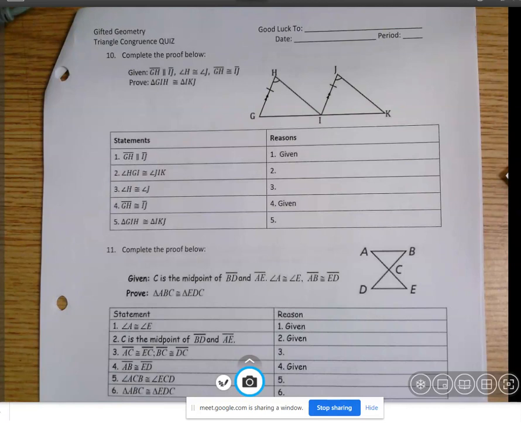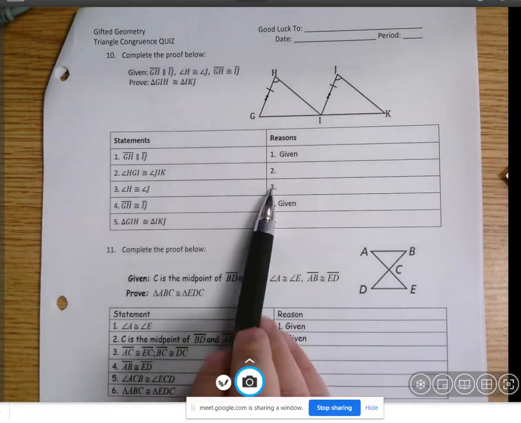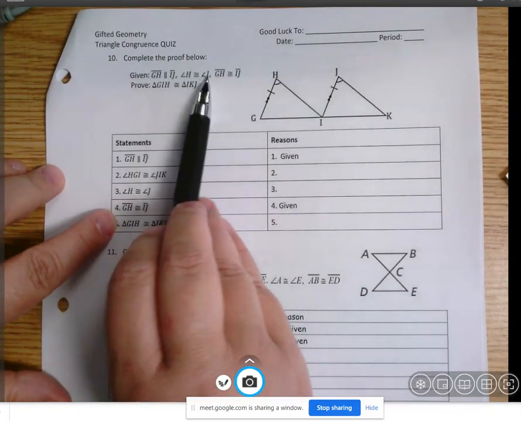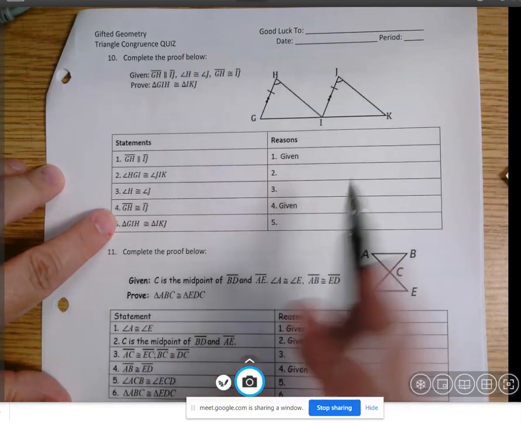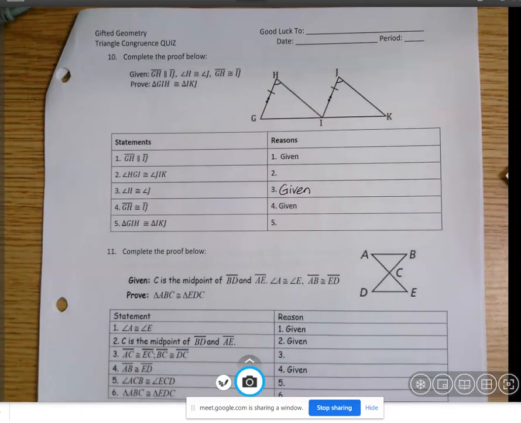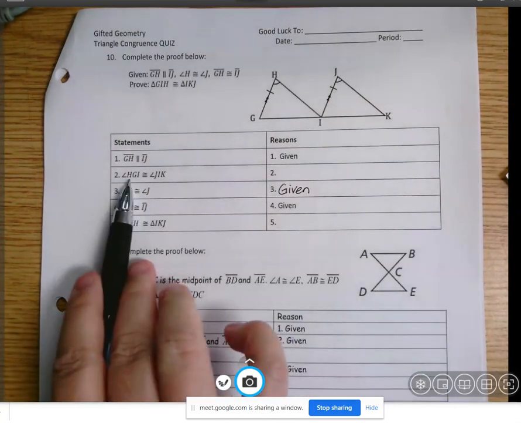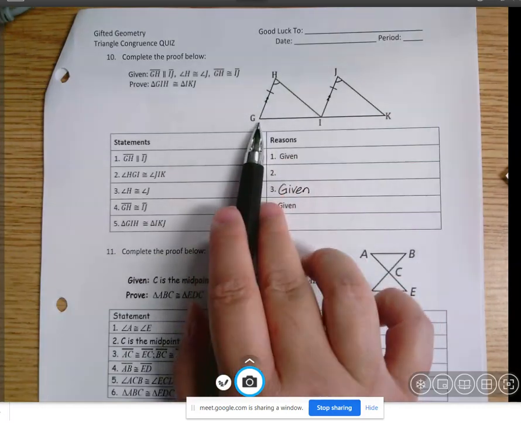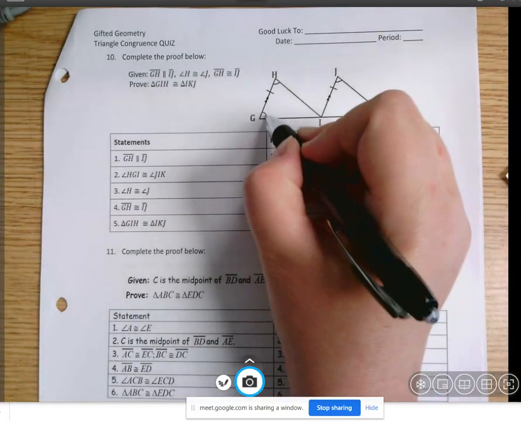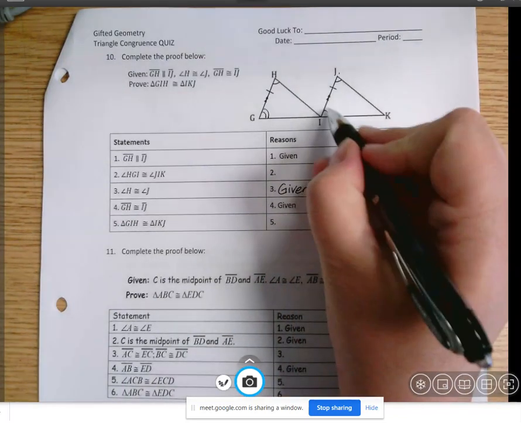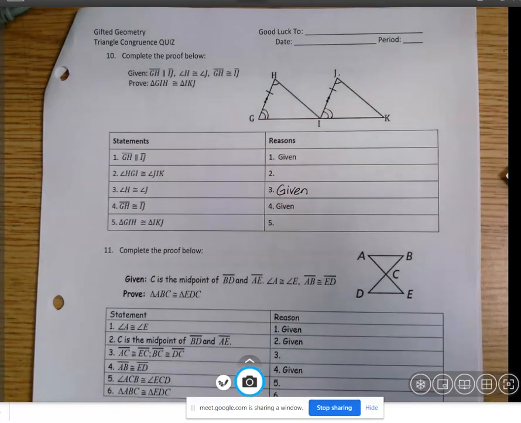Well, there has to be something that's not given or marked, which we can go ahead and mention all the given stuff. Here's one that's mentioned, here's one. This one is mentioned, but no reason given, so we need to say that's given. Okay, and then HGI is congruent to JIK. So HGI, that's right here, and JIK, that's right here. How do I know those are congruent?